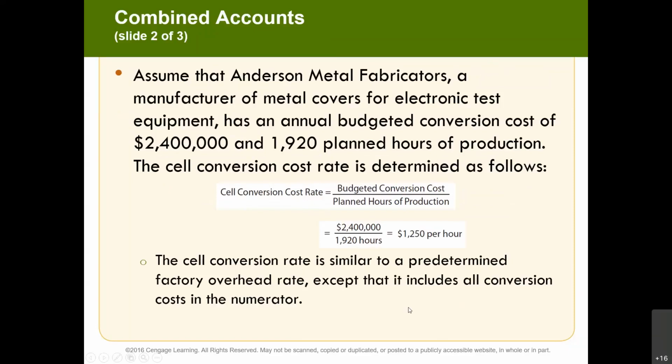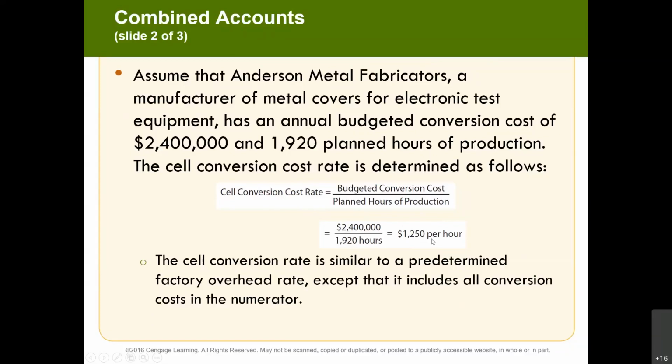So in the combining, here's an example of a company that manufactures sheet metal. This manufacturer of electronic testing equipment has annual budgeted conversion costs of $2.4 million and 1,920 planned labor hours of production. So what is the conversion cost rate? As we learned in earlier chapters, it is the budgeted conversion cost divided by the planned hours of production. We take our $2.4 million in budgeted conversion cost divided by 1,920 planned labor hours to get $1,250 per hour. That is our conversion cost rate.